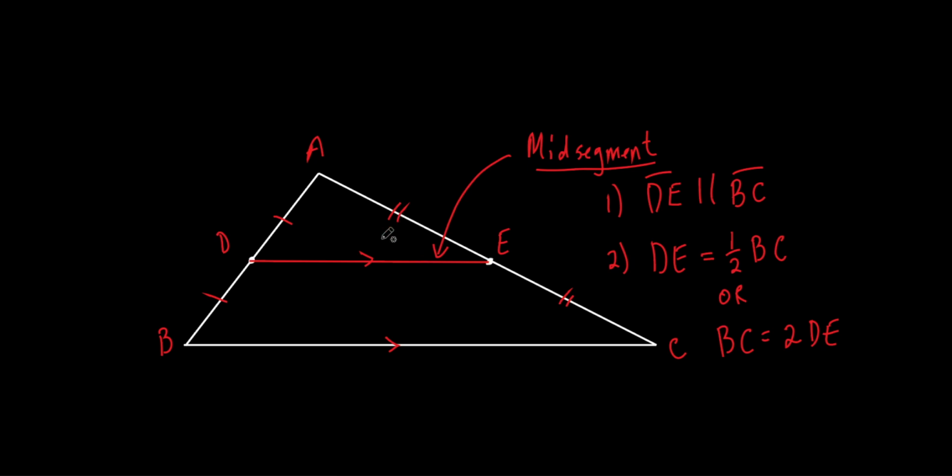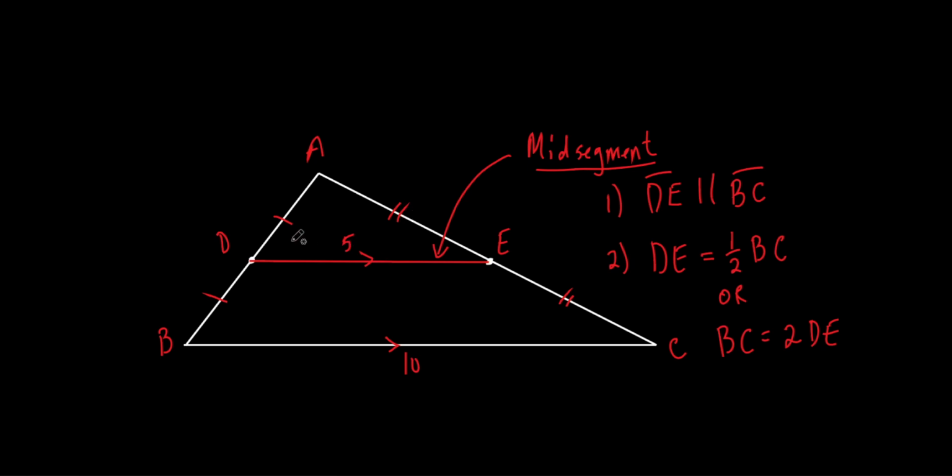So, for instance, what if I said that that's the midsegment right there, and I said that this is 5? What is BC equal to? Come on, quick. 10, thank you. Shouldn't have to think about it now, right? Because remember, this is half of this, or this is double this.